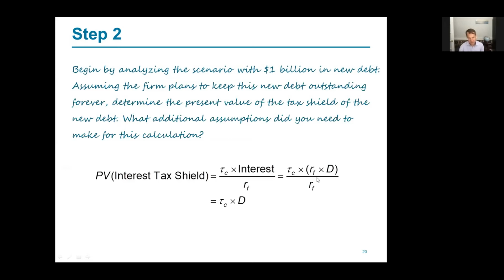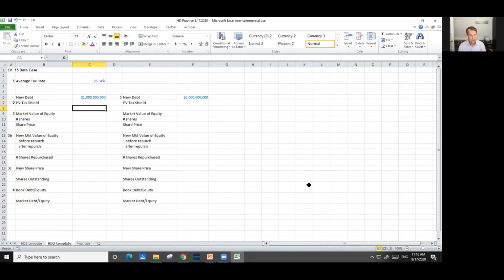And then you can see that the interest rate cancels out. And then we are dividing it by the risk-free rate to use the perpetuity formula. So at the end of the day, the present value of the tax shield is just the amount of debt, and we'll use new debt here, $1 billion or $5 billion, multiplied by the tax rate. And that's why we had to go to the income statement and see what their tax rate is. In Excel, it's a fairly straightforward calculation. So it's taking this $1 billion and multiplying it by the tax rate. So that's the present value of the tax shield.